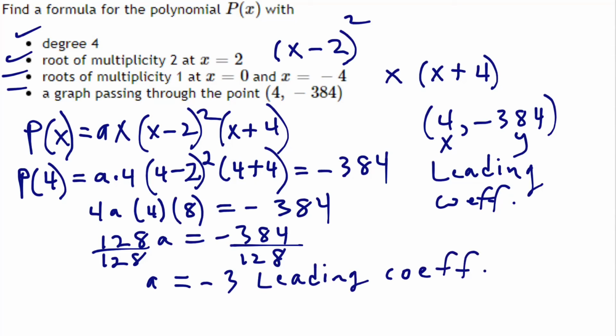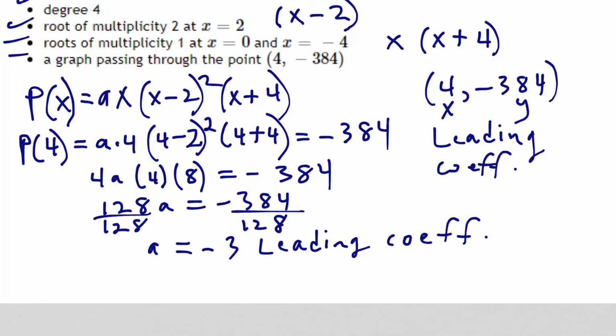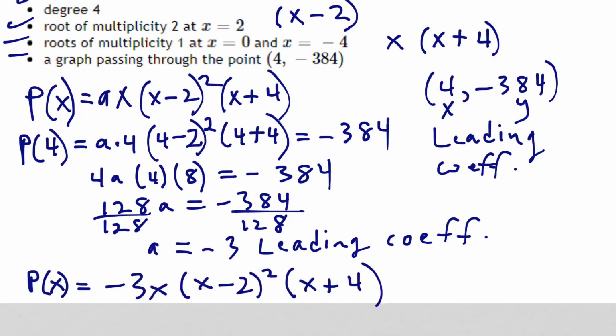All right, so if I write my final function out, I wrote it out. So I substituted negative 3 in for a, then I just wrote all this out beside it. Okay, so this is my function p of x, which meets all of the 4 conditions above. So the point here that you're given is used to find the leading coefficient.